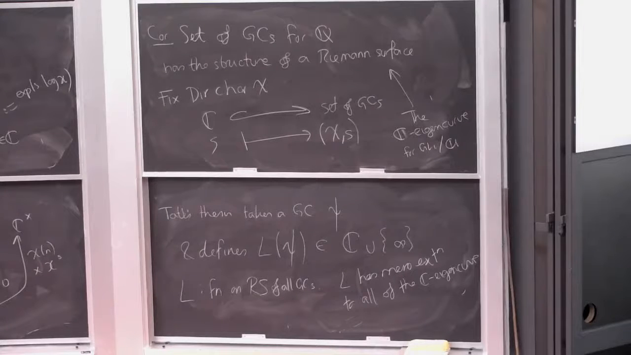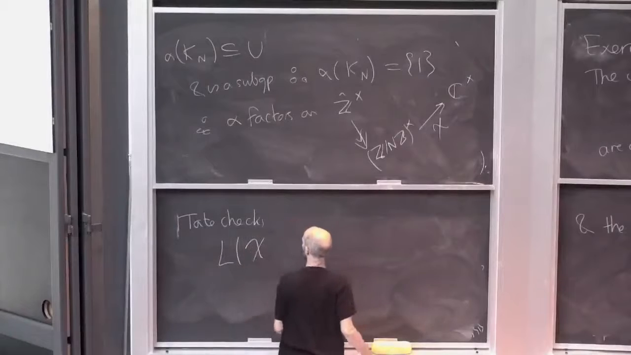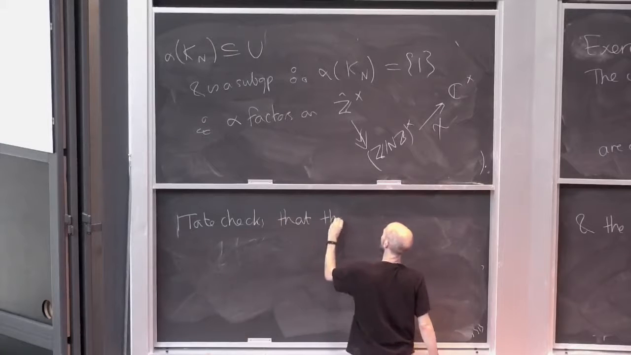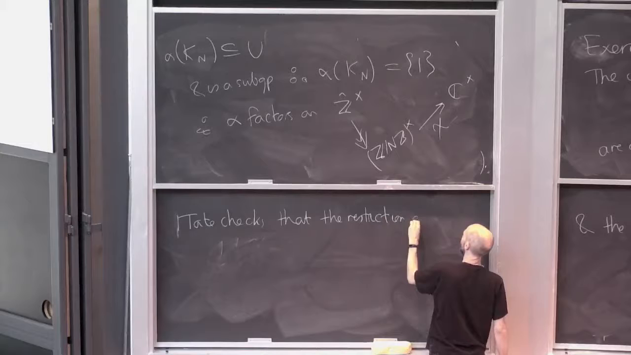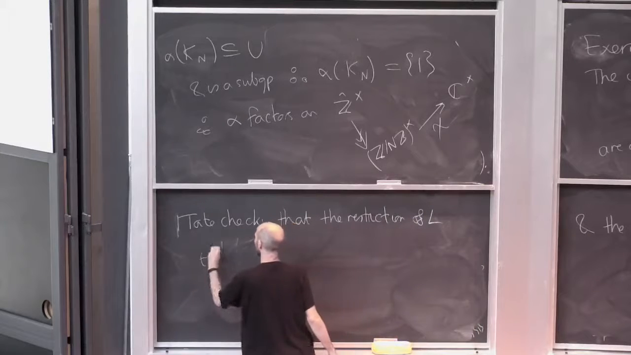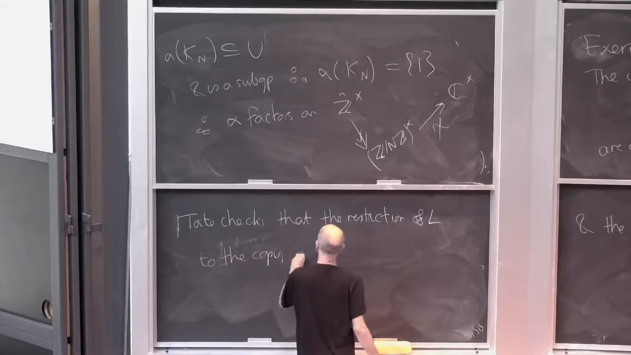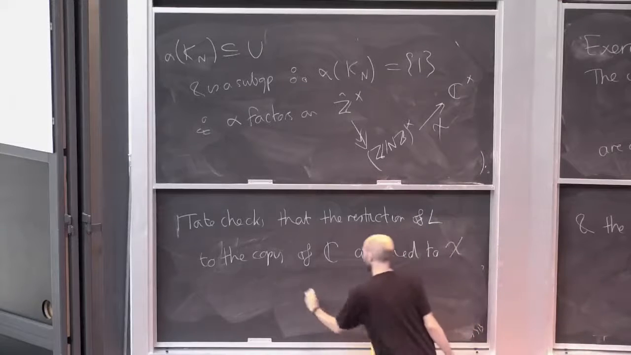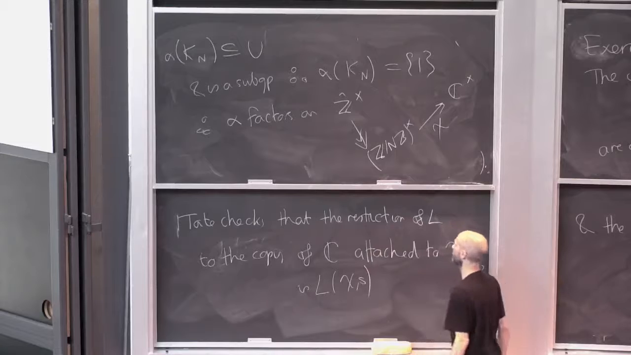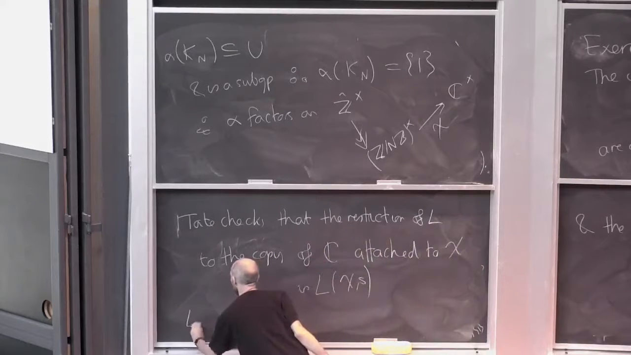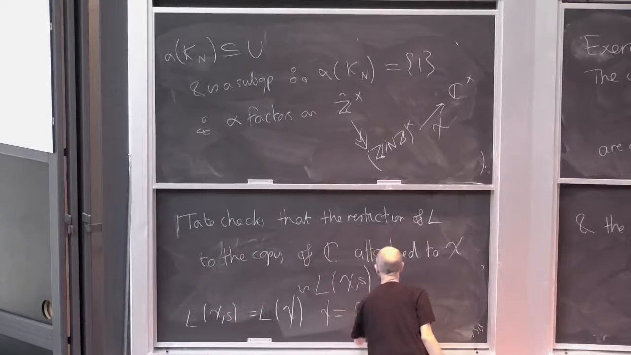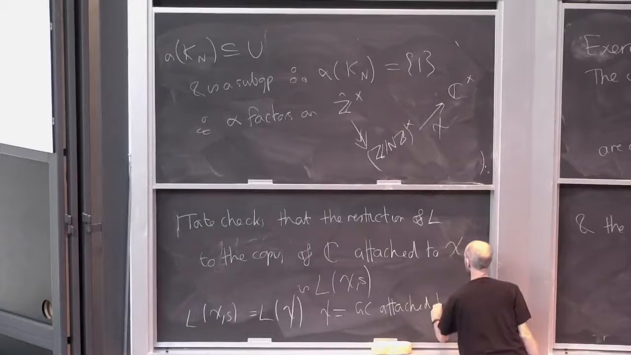You see? So Tate checks that the restriction of L to the copy of the complexes attached to chi is L(chi, s). So if you like, explicitly, L(chi, s) is L of psi, where psi is the Grossencharacter attached to the pair (chi, s).